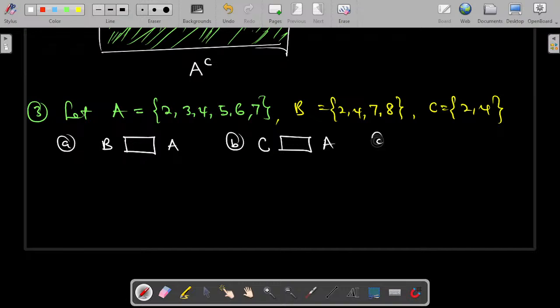And then finally question C: you are given the empty set, a blank space, and B. You are to fill in the blank spaces with either a subset or not a proper subset. This one is just a subset, while this one is a proper subset. A proper subset means it contains all the elements inside the other one and some elements that are not there. So that's the meaning of proper subset.